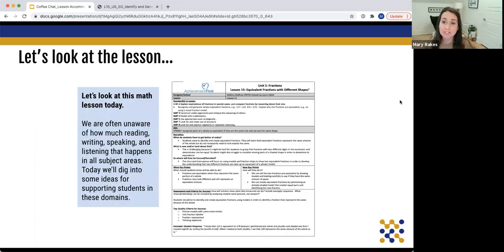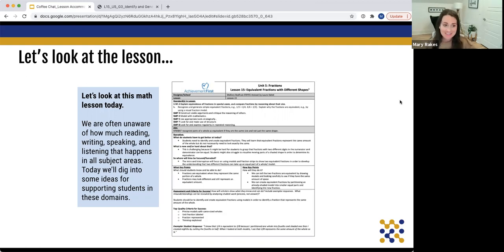Okay, so we're going to jump into an example that we're going to look at today. Often when we think about accommodating our lessons, it's a little bit simpler for us sometimes to think about, for our multilingual students, a reading lesson or a writing lesson, because those are domains that they need support with. But today we're going to look at a math lesson, because often we're unaware of how much reading, writing, speaking, listening that is happening in all the subject areas.